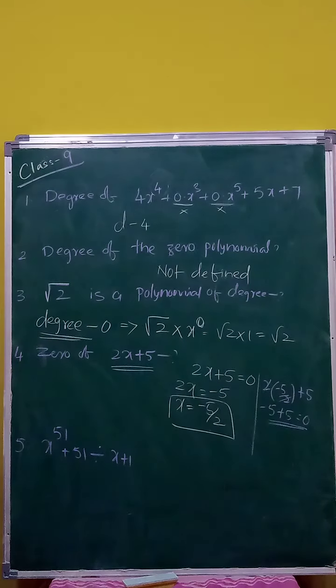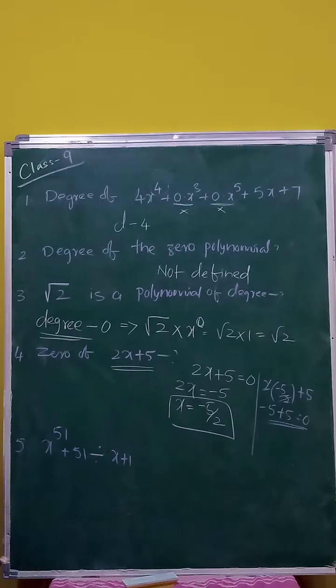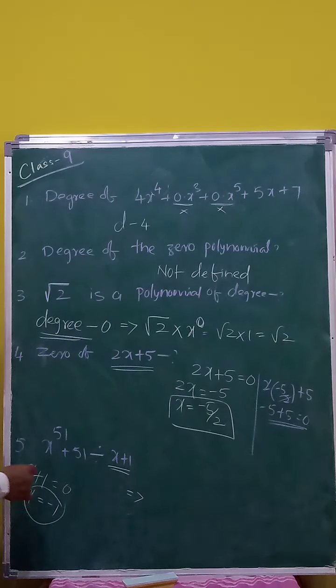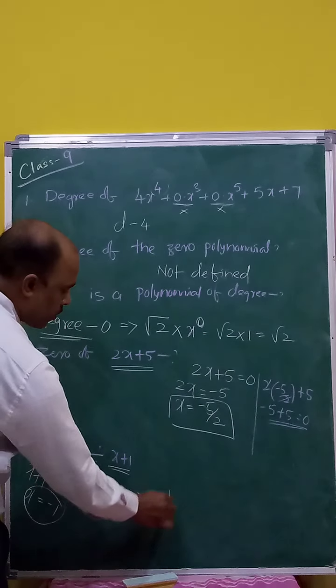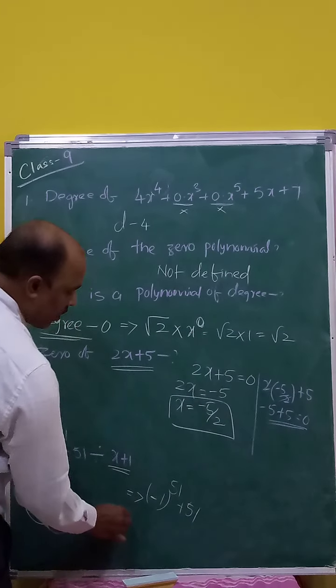x⁵¹ + 51 is divided by x + 1. It is asking what the remainder is. Just apply the value directly. x + 1 is equal to 0, then x is equal to minus 1. Applying this value in the place of x: (minus 1) to the power 51 plus 51.